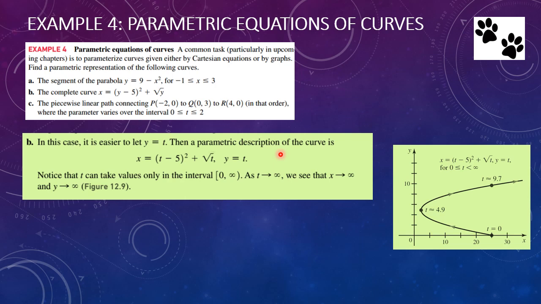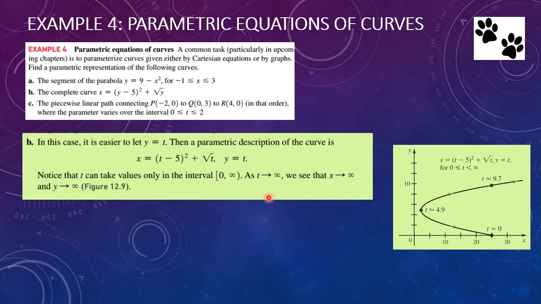Notice that t can take values only in the interval from 0 to infinity. Why is that? Because we're taking the square root of t. So as t goes to infinity, we see that x goes to infinity and y also goes to infinity. All right. So our t values in this case are more limited than all values between -infinity and infinity.